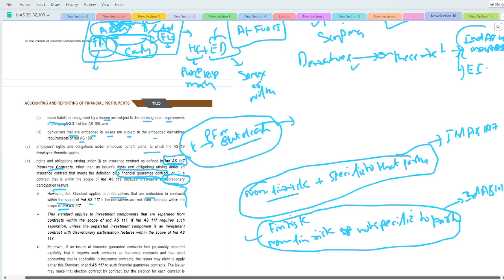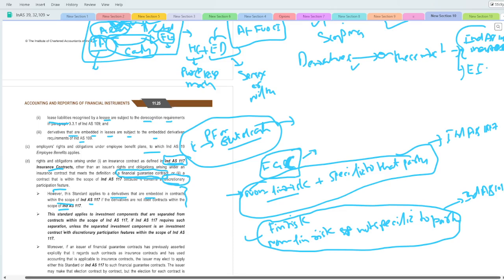And there also you have an option, because the financial guarantee contract comes in this one. I'm not going into detail on this because it is hardly asked in the exam. But yes, there are different types in the financial guarantee contract. In the financial guarantee contract where the underlying is a non-financial risk specific to that party, you have an option to go for Ind AS 109 or for Ind AS 117.